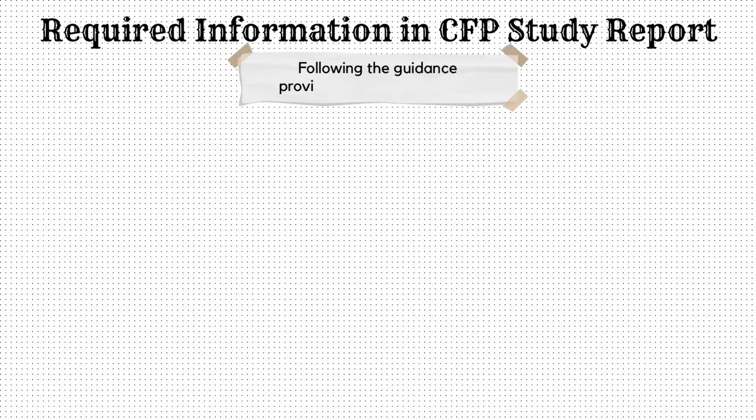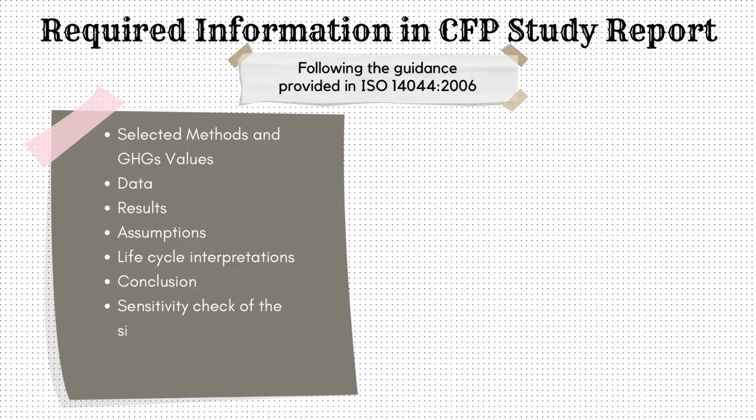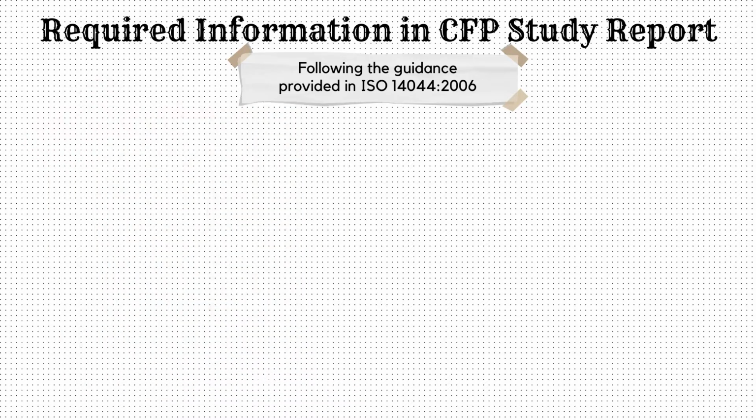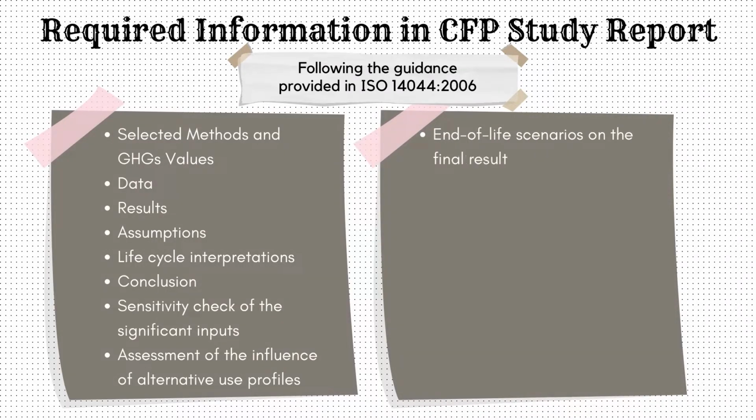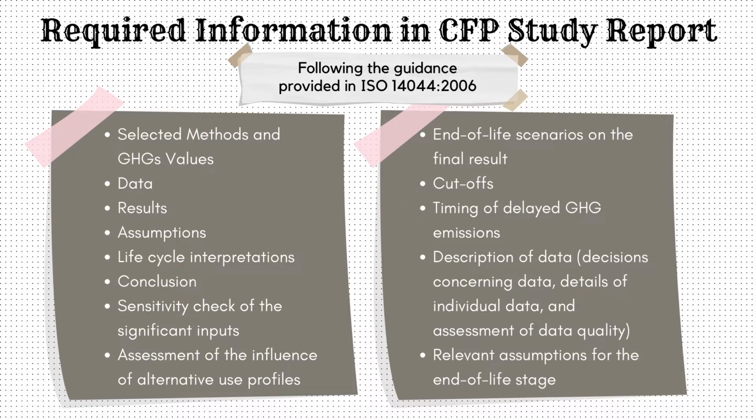Moving on to the components of the CFP study report. There are 13 components of required information in the CFP study report. All the information follows the guidance provided in ISO 14044:2006. The information includes selected methods and GHG values, data, results, assumptions, life cycle interpretations, conclusions, sensitivity check of the significant inputs, assessment of the influence of alternative use profiles and end-of-life scenarios on the final result, cutoffs, timing of delayed GHG emissions, description of data, which includes decisions concerning data, details of individual data, and assessment of data quality. Lastly, relevant assumptions for the end-of-life stage.